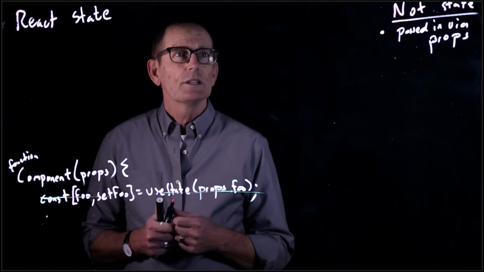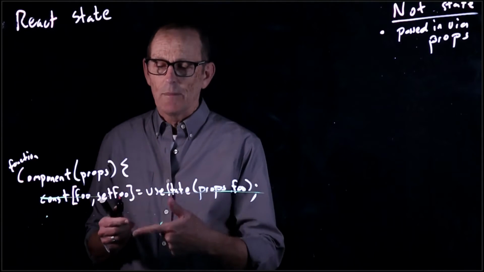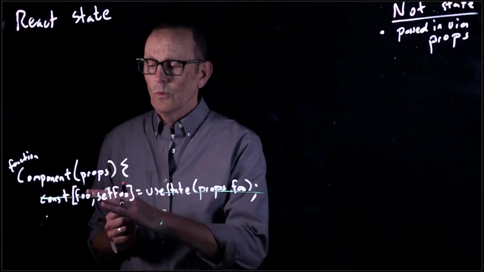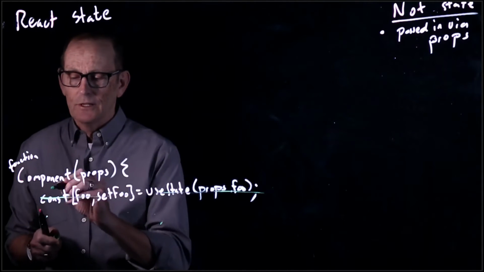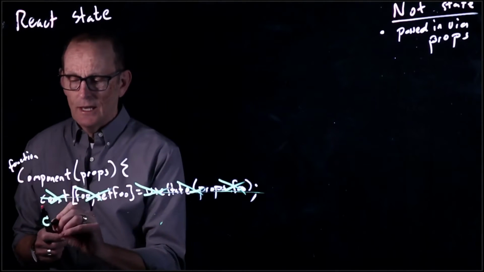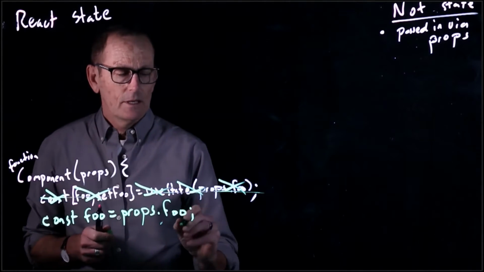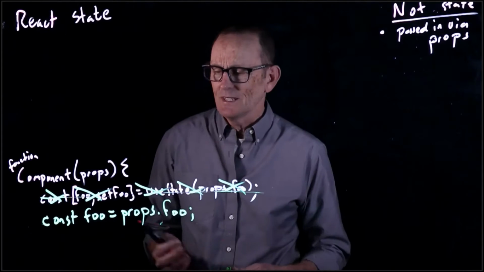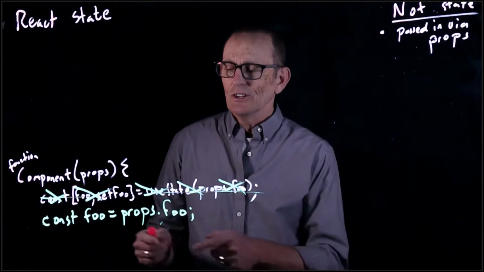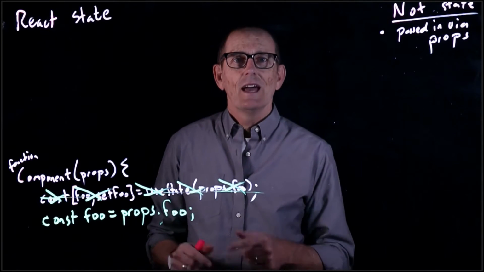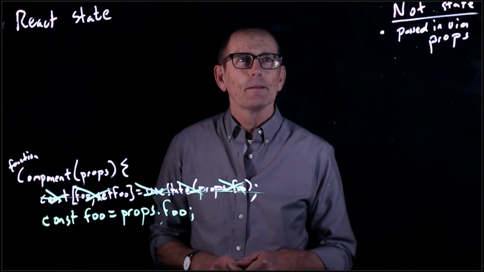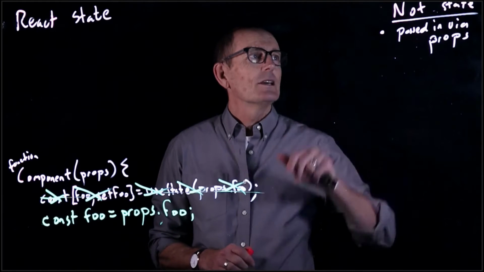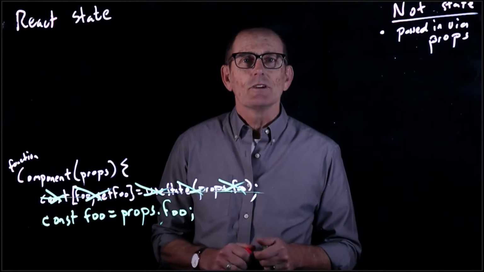So instead, what we can do is just either use props.foo wherever we're using foo in this function, or alternatively, what we can do is just say that foo equals props.foo and then use foo. So this would be the case where it's just too much typing. You're using props.foo all over the place and you don't want to have to type those extra 6 characters. That's one case where this should not be a state variable.